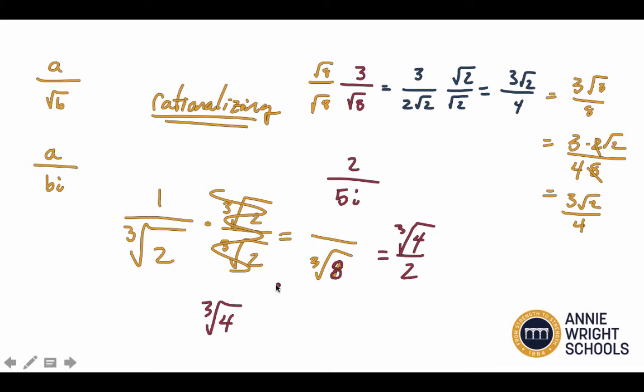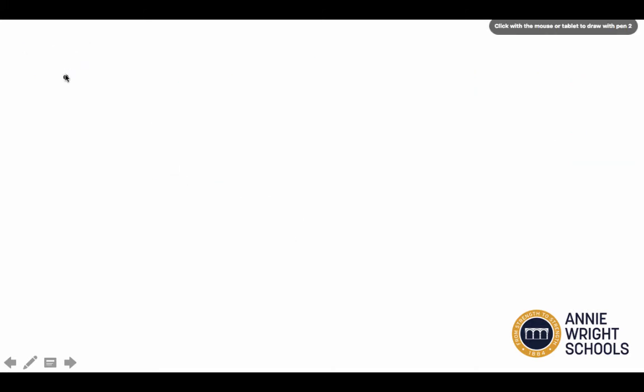Do you understand how to rationalize? Do you understand the idea? Alright, so that's with radicals. Let's get back to this example, 2 over 5i. So let me just clear this so we have some room.